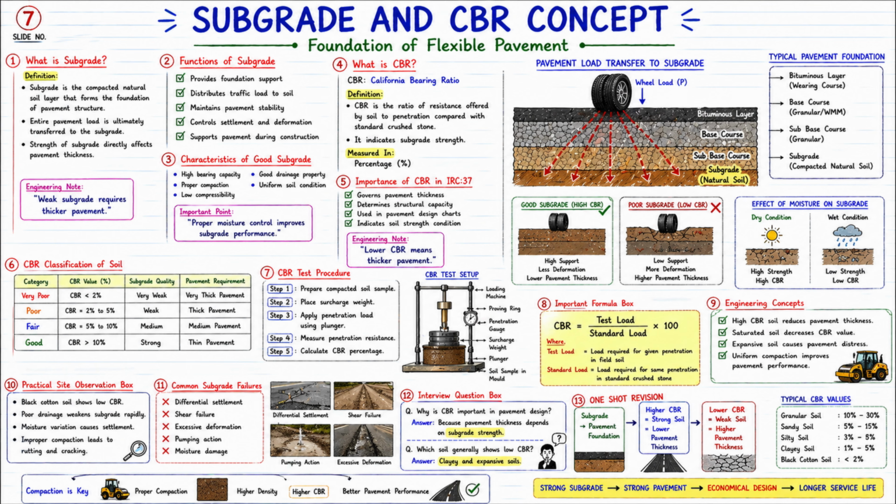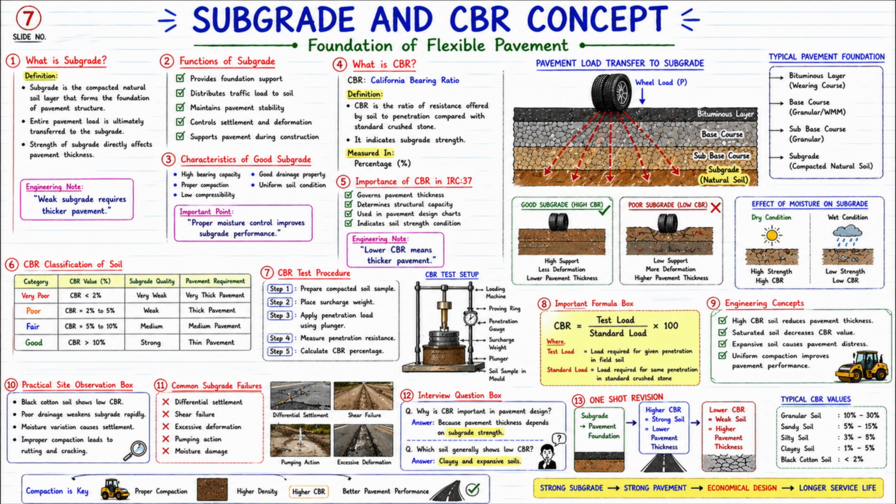Now let us look at the fifth topic: Importance of CBR in IRC 37. Now why is CBR so important in IRC 37? Pavement thickness determines structural capacity. Used in pavement design charts. Indicates soil strength condition. See the engineering note below. Lower CBR means thicker pavement. And this is the entire pavement design logic.